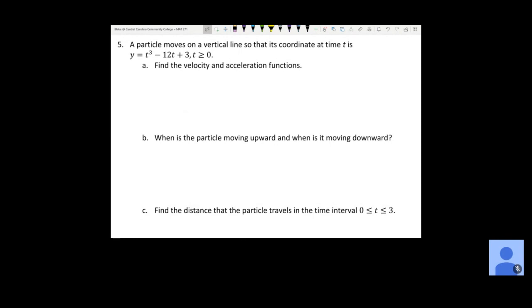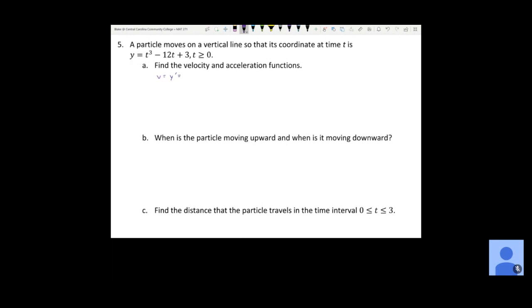All right, so first thing, we want to find the velocity function and the acceleration function. So if we're given this original function, that's going to represent the position of our particle along that vertical line. How are we going to find velocity? Good. The first derivative of position should give you the velocity. So we're going to say velocity is just equal to y prime in this case.